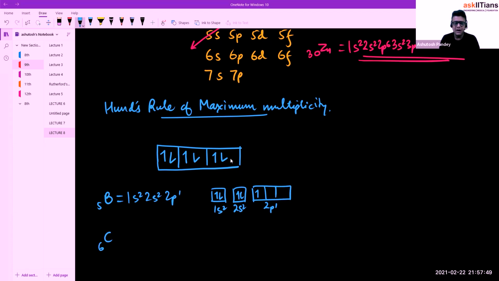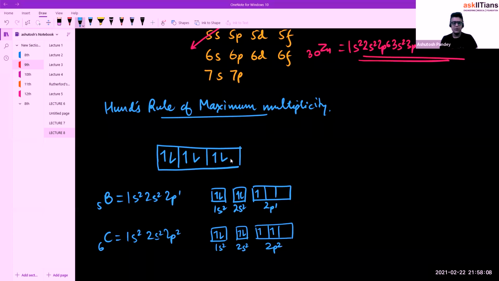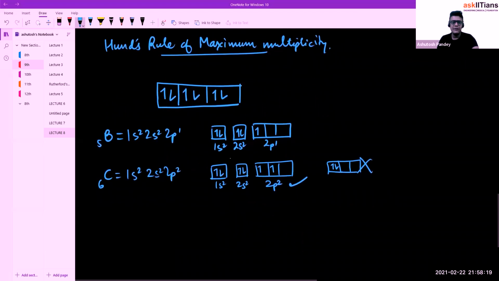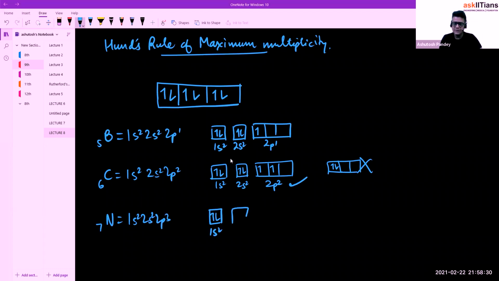If we want to write for carbon, it will have 1s2, 2s2, 2p2. So we have 2 electrons in 1s, 2 electrons in 2s, and then 1 electron here and 1 electron here, so 2p2. Clear? Writing it any other way is not correct; this is the correct form. Similarly for nitrogen, we write 1s2, 2s2, 2p3: 2 electrons in 1s, 2 electrons in 2s, and then 1 electron in each of these orbitals, so 2p3. This is Hund's rule of maximum multiplicity.